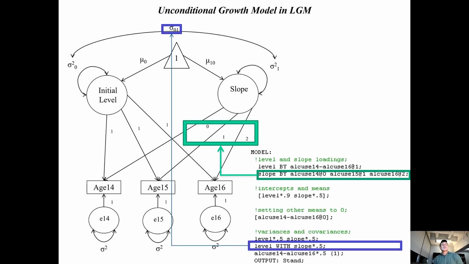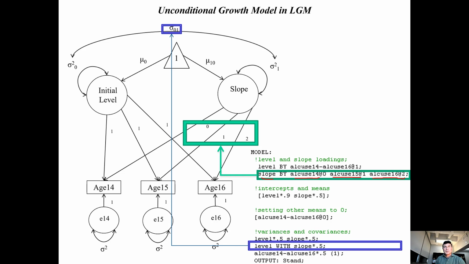All right, and then just a reminder what we have with our syntax in M+. So latent growth curve modeling is in M+, multi-level modeling is in SPSS. So we have our initial level, which we had previously. So that's everything is set to 1. And then our slope is what's new here. We've got our slope is indicated by alcohol use 14 at 0, alcohol use 15 at 1, and alcohol use 16 at 2.